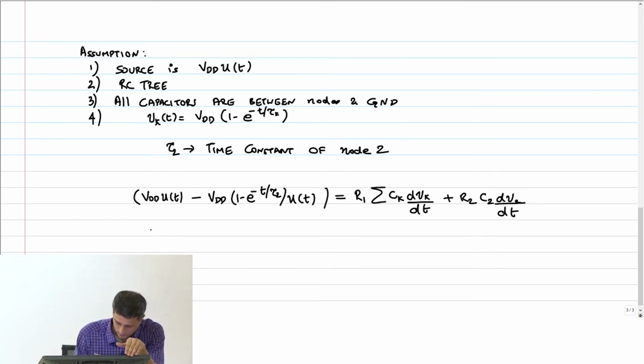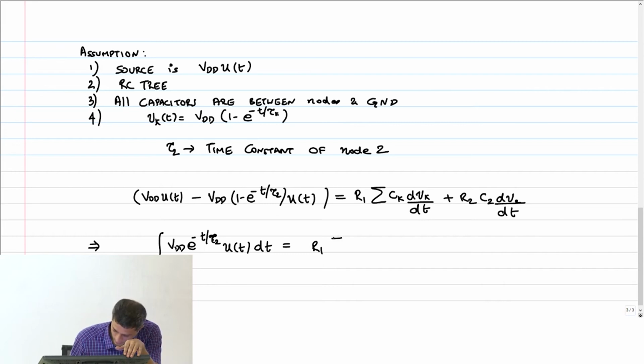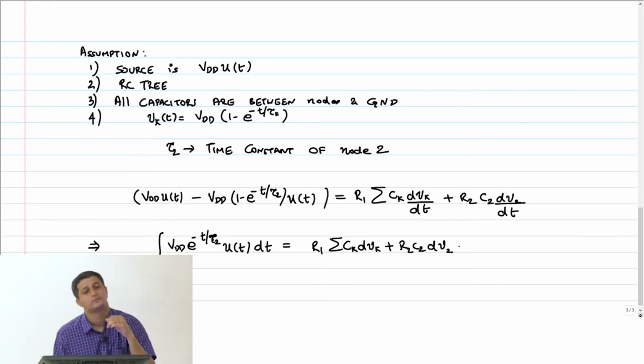So now I am going to bring dt this side. So this VDD vanishes, it just becomes VDD into e power minus t by tau 2 u of t dt. We will put the limits later. R1 into summation Ck dVk plus R2 C2 dV2. Of course, now I am going to integrate both sides.